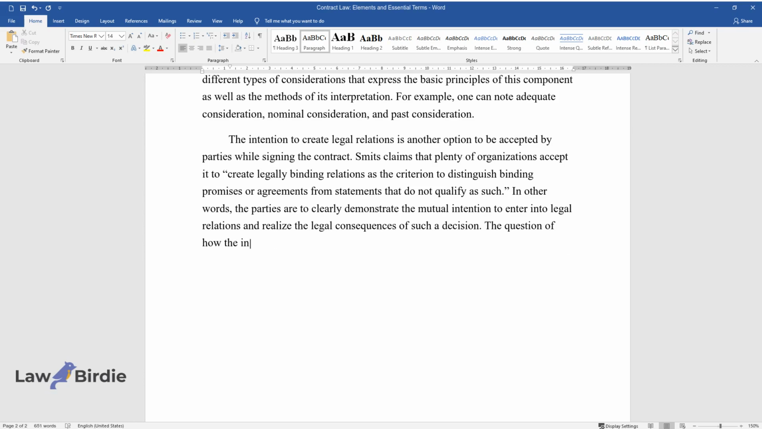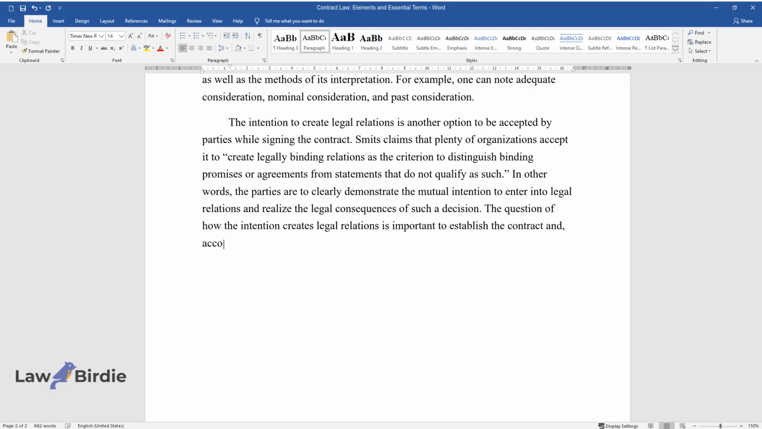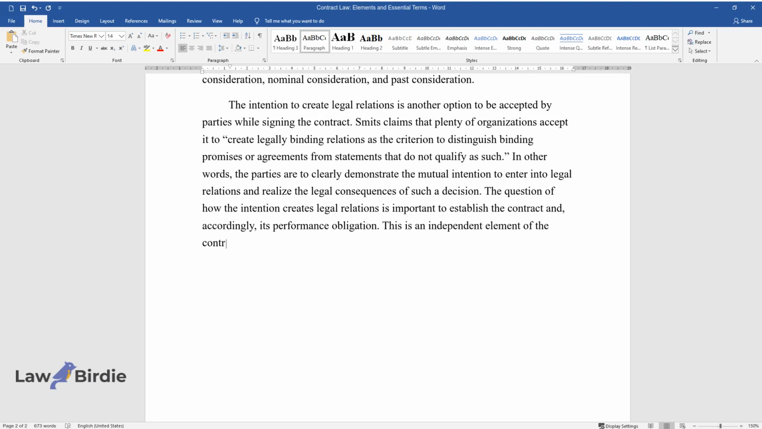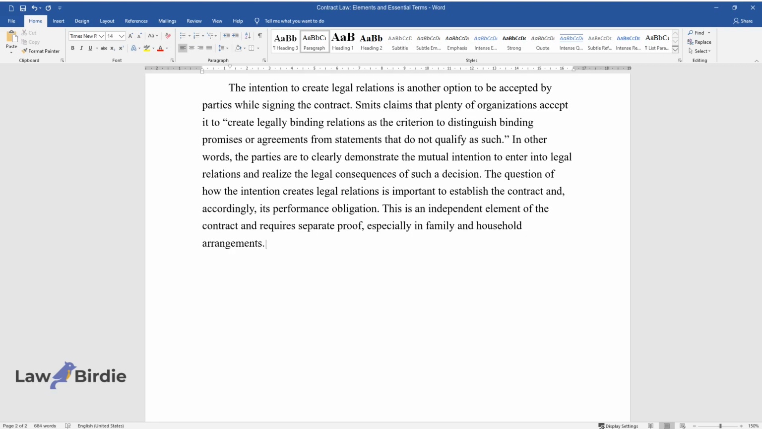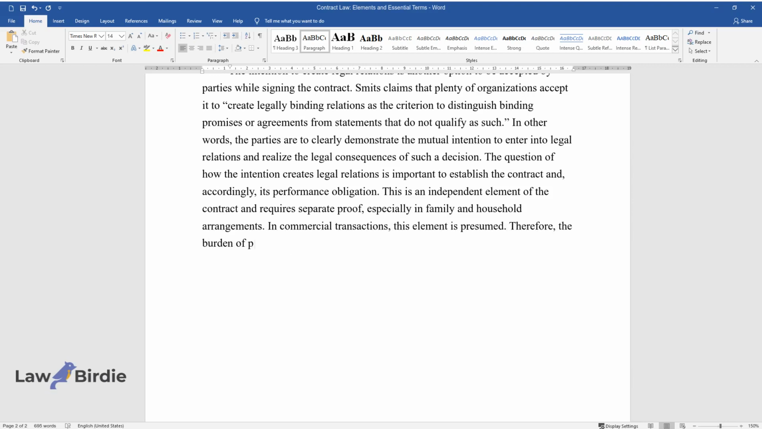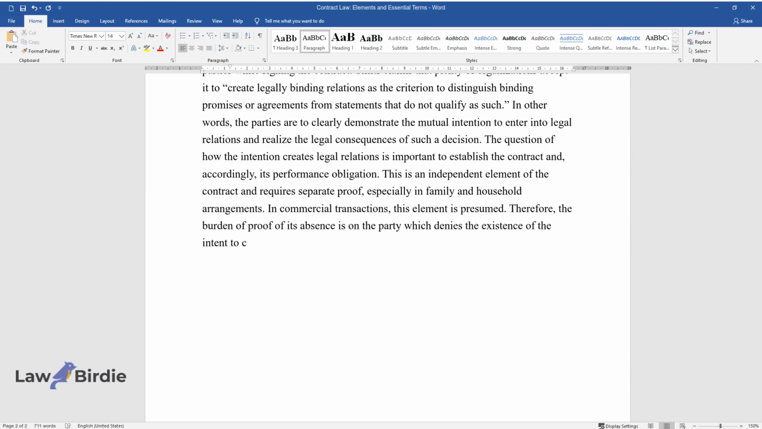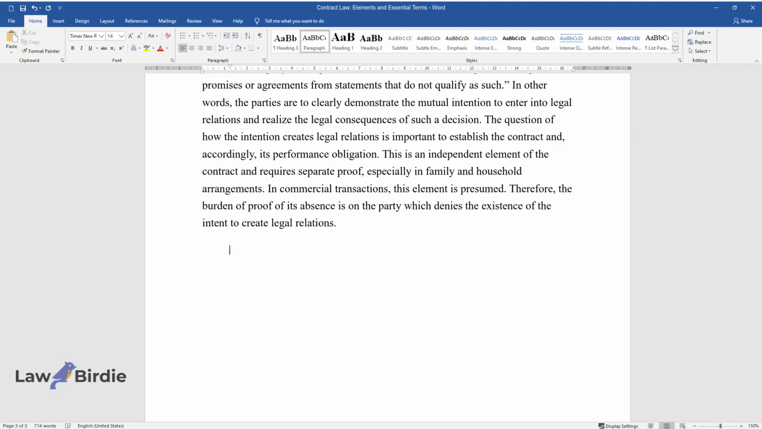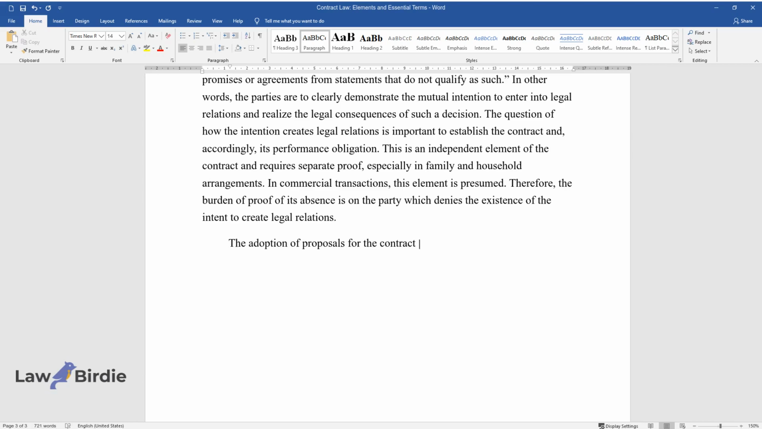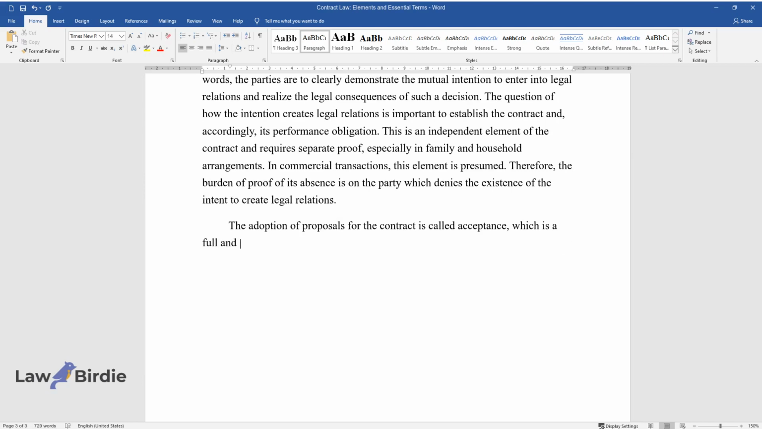The question of how the intention creates legal relations is important to establish the contract and, accordingly, its performance obligation. This is an independent element of the contract and requires separate proof, especially in family and household arrangements. In commercial transactions, this element is presumed. Therefore, the burden of proof of its absence is on the party which denies the existence of the intent to create legal relations. The adoption of proposals for the contract is called acceptance, which is a full and unconditional agreement to accept the offer.